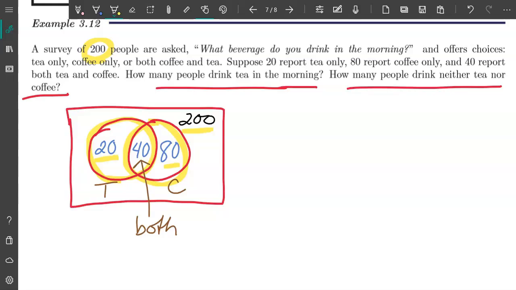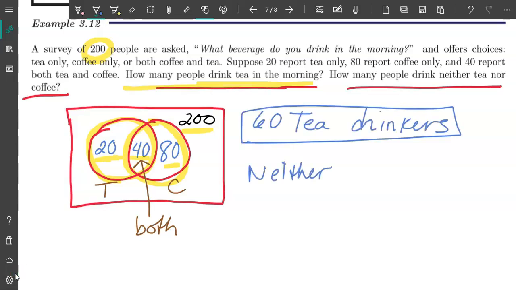So if we wanted to use these numbers in the Venn diagram and we're trying to think of how many people drink tea in the morning, the total tea drinkers, we can either figure that out from the formulas that we used before, but it's really just nice on this chart here. We have 20 and 40 put together, the people who are only tea plus those who drink both, we would have 60.